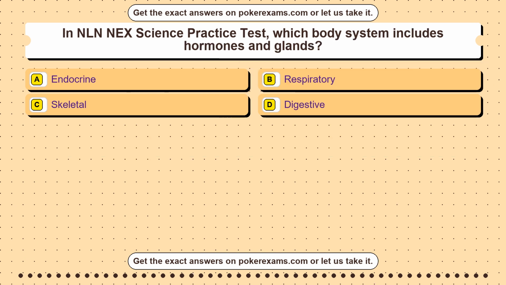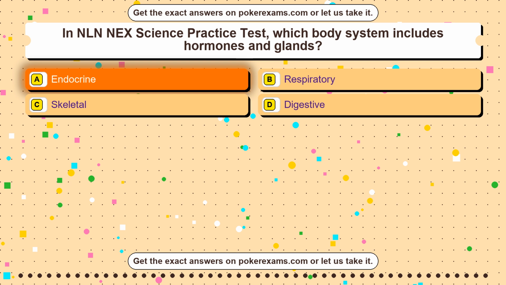Question 33. In GET RLA practice test, which phrase identifies author bias? Option A loaded language. Option B neutral data. Option C balanced evidence. Option D exact citation. The correct answer is option A.